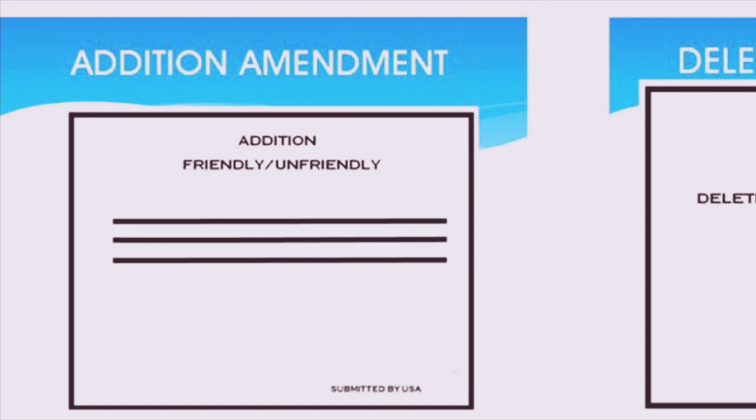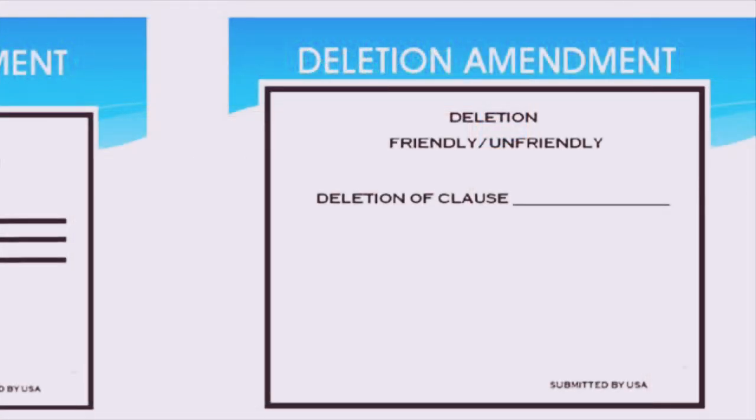Second is deletion, which is the easiest. You simply have to write delete clause, whichever number, 5, 6, 7, and that's it. You don't have to give any justification. The format remains the same, just change the name to deletion.